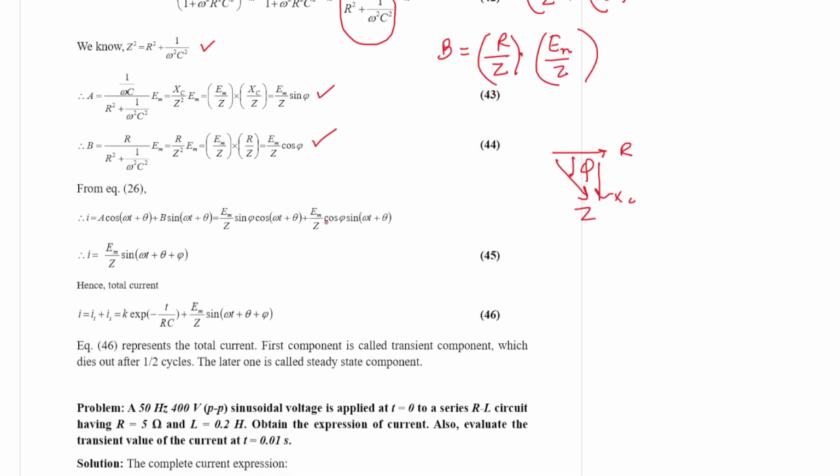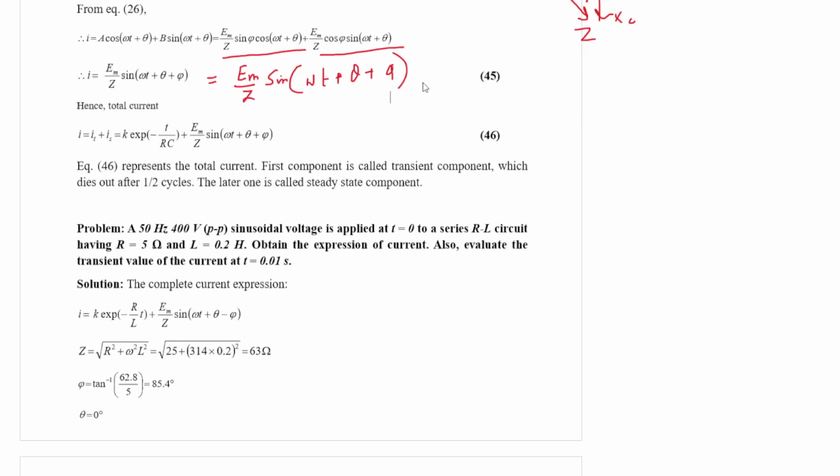If you substitute the values of A and B in the actual equation 26, you will get EM by Z sin phi cos omega t plus theta plus EM by Z cos phi sin omega t plus theta. So I will be equal to EM by Z sin omega t plus theta plus phi. Therefore the total solution will be IT plus IS. We get a similar sort of solution in this case as well.